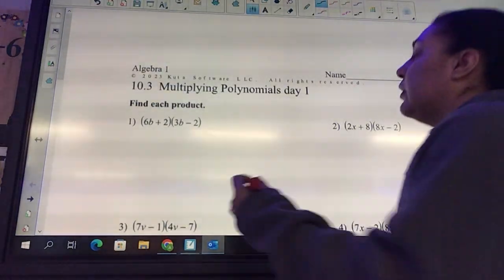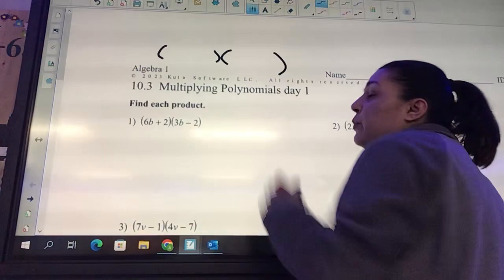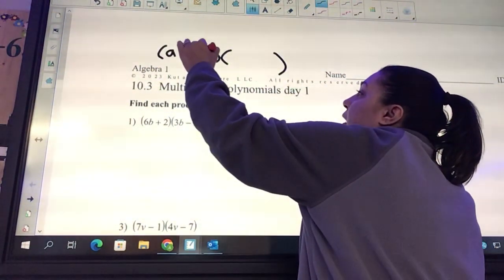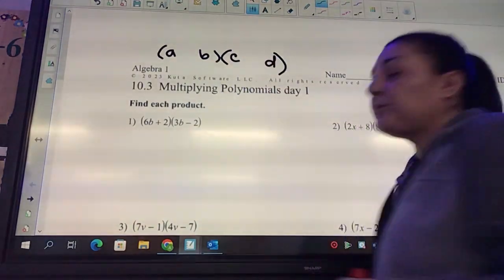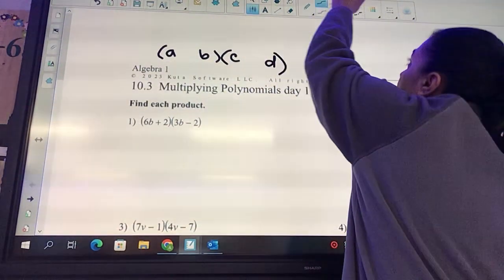To do this is called the FOIL method. So all of these are going to look like this. You're going to have two parentheses, and we're going to say these are numbers, A, B, C, and D. And the method goes like this.